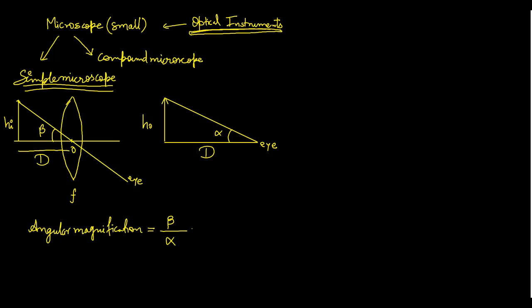Now again I'm repeating the statement. What is angular magnification? Angular magnification is the angle subtended by the image at the eye to the angle subtended by the object at the eye, when object and image both are at the least distance of clear vision. Is this clear to everyone?